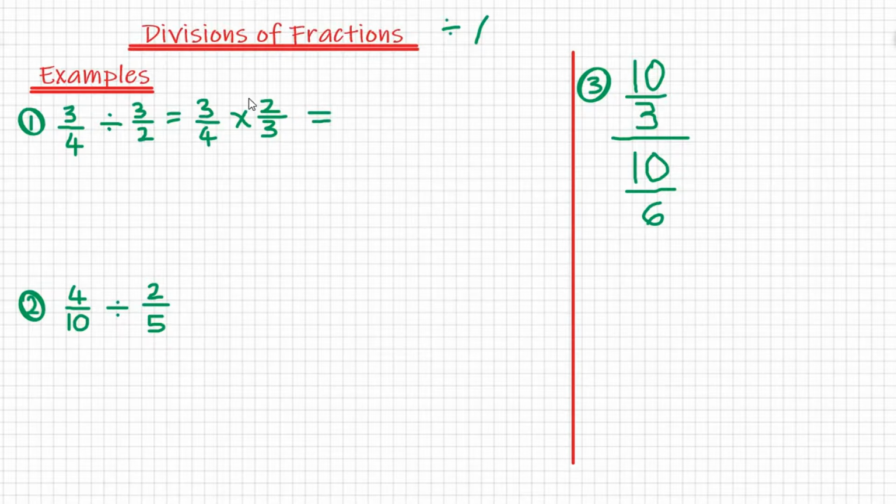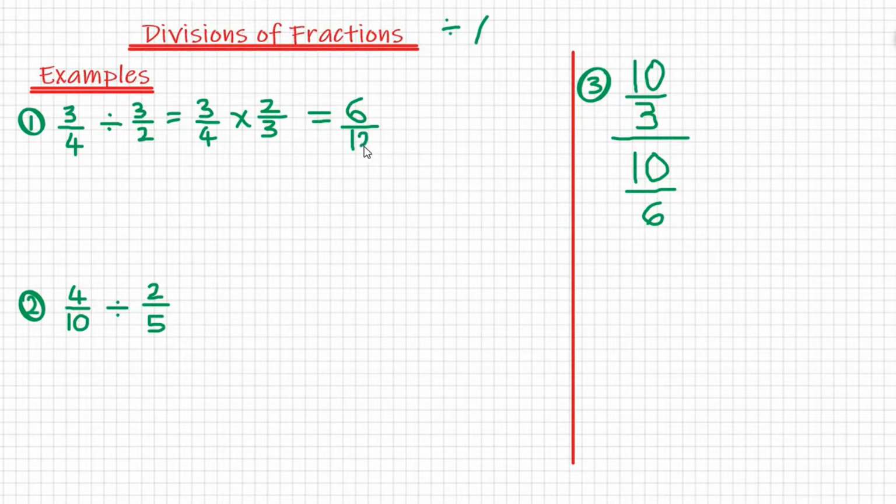No. We now go on to solve. When you get to this place, we can multiply. When you multiply, the ones at the top multiply each other, while the ones at the bottom multiply each other. So it will be 3 multiplied by 2, that is 6, over 4 multiplied by 3, that is 12.